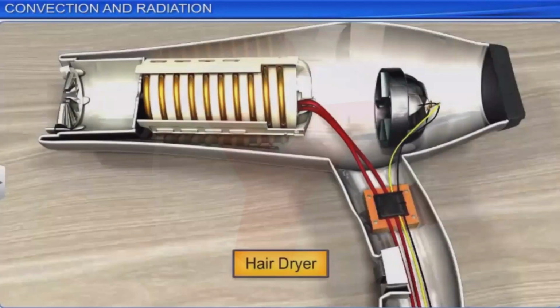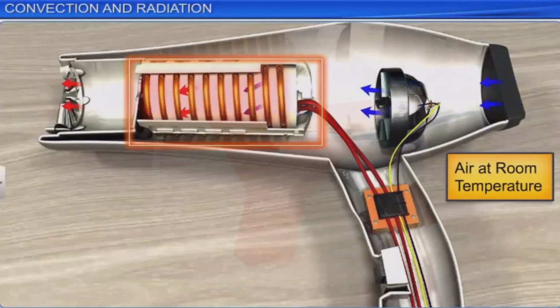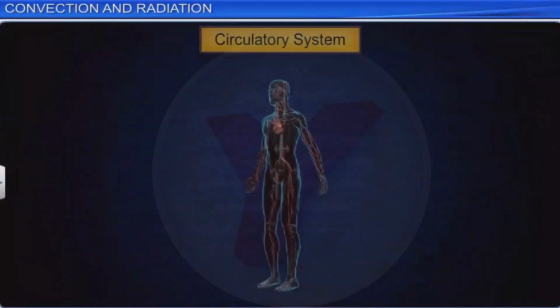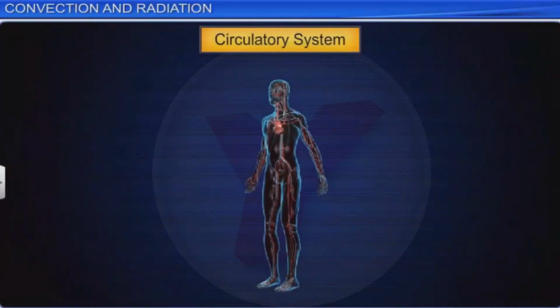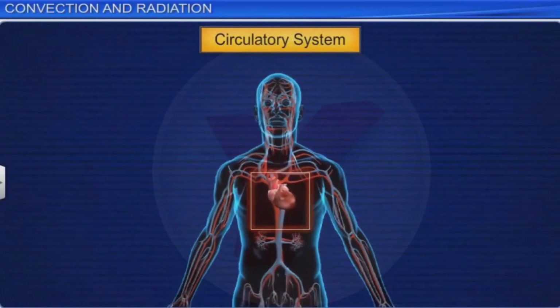One of the most common examples of forced convection that we see around us is the working of a hair dryer. Air at room temperature is sucked by a motor and heated up by forced convection as it passes over the hot coils inside the dryer. This hot air is then blown out through the nozzle provided. The human circulatory system is another example of forced convection. Blood is forced through the circulatory system by the heart to maintain the required uniform temperature throughout the body.